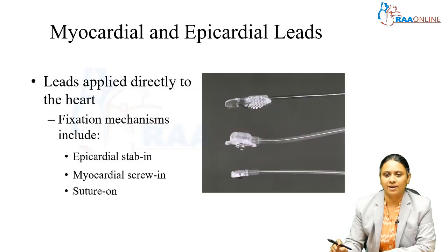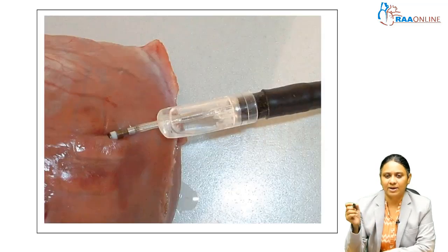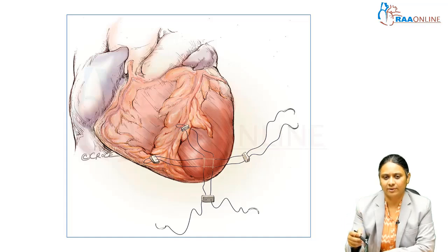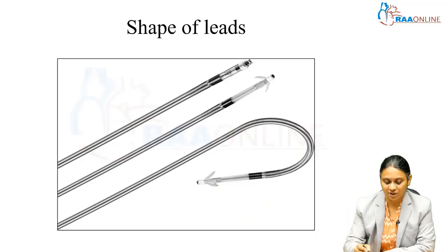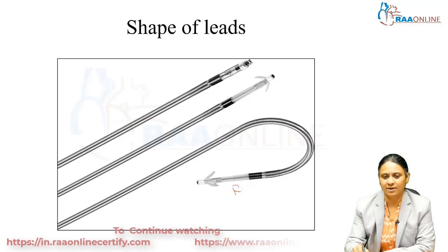Myocardial or epicardial leads, based on the fixation mechanisms, can be stab-in, screw-in or suture. Screw-in, which we saw earlier, is like a helix. This is the stabbing and this is the sutured pericardial or epicardial pacemaker. These are surgically placed pacemakers. Based on the shape, either straight or J or curved, which are placed usually in the right atrium.